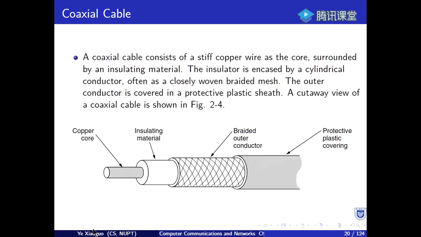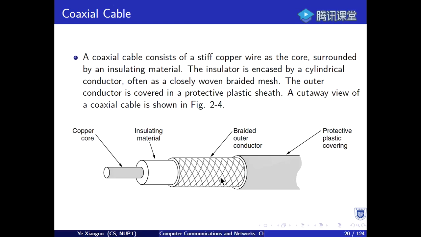Coaxial cable consists of a stiff copper wire as the core, surrounded by an insulating material. The insulator is encased by a cylindrical conductor, often as a closely woven braided mesh. The outer conductor is covered in a protective plastic sheath.